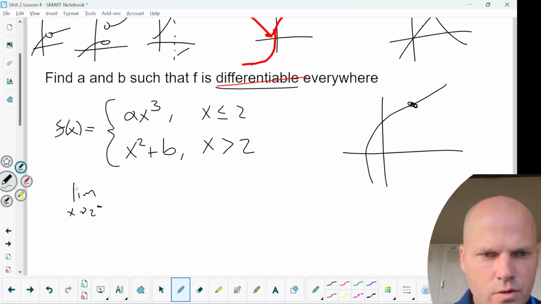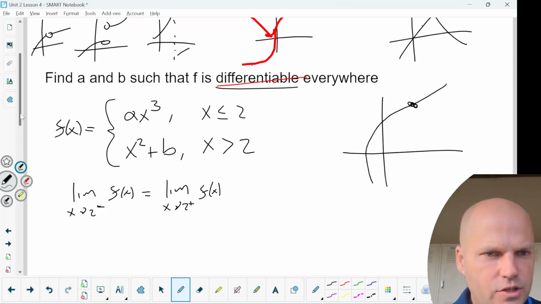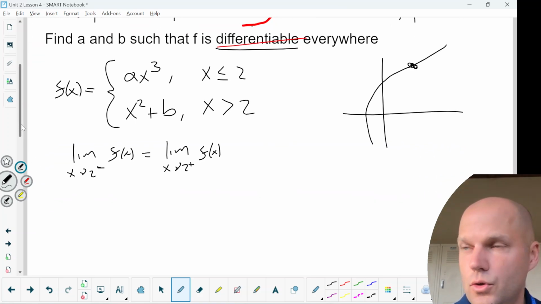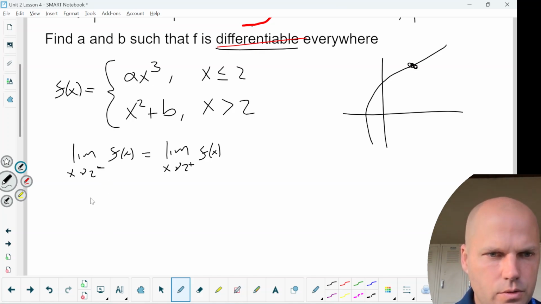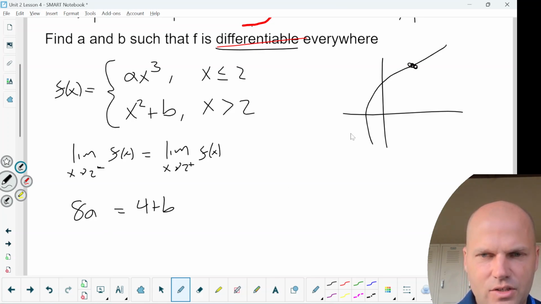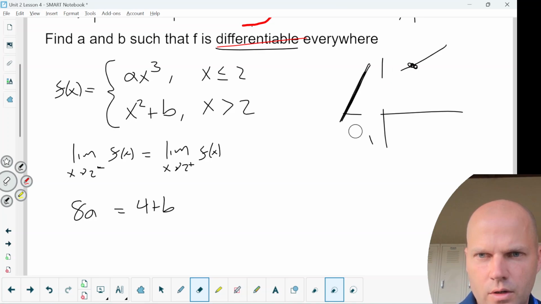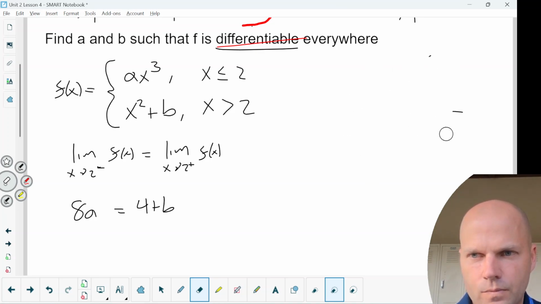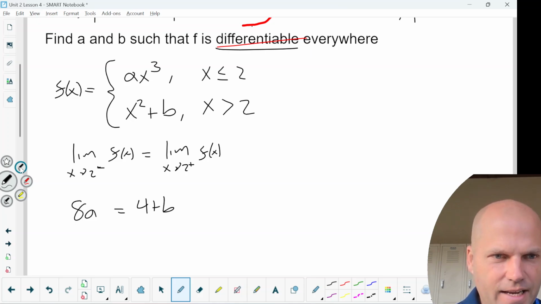Well, this is when we find the left-hand limit and the right-hand limit, and we make sure that those agree with each other. All right, so this is back to like unit 1. I'm going to plug in 2. I get 8a to the left, and then 2 to the right is going to be 4 plus b. Great. But I can't solve this, and I don't have any other equations right now.